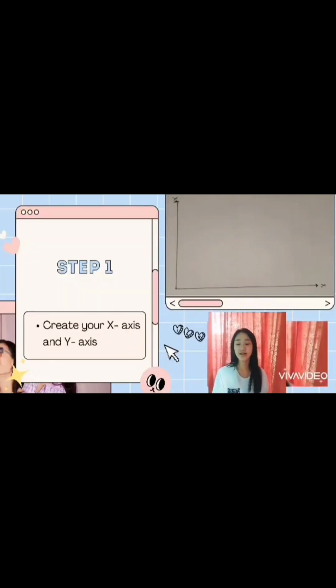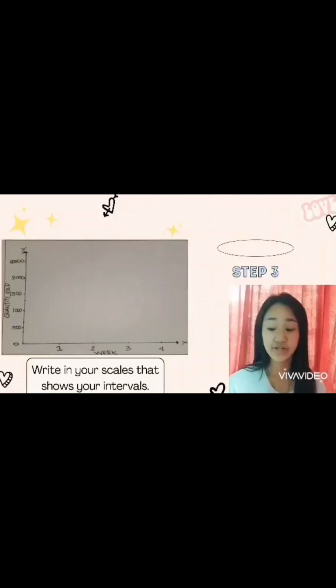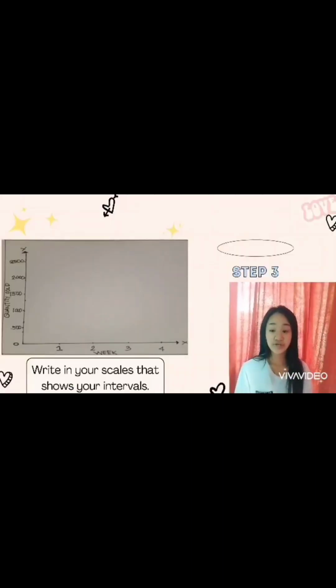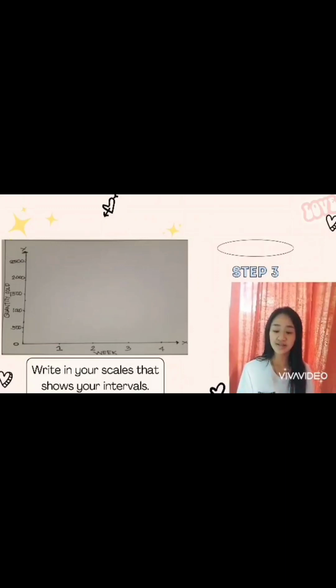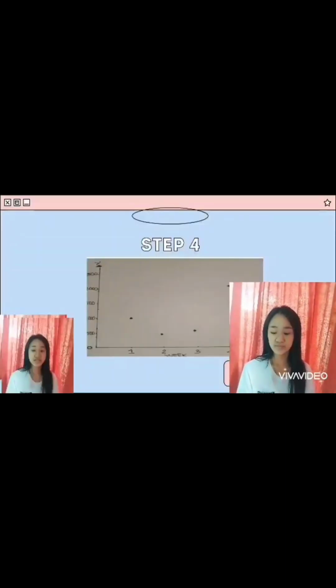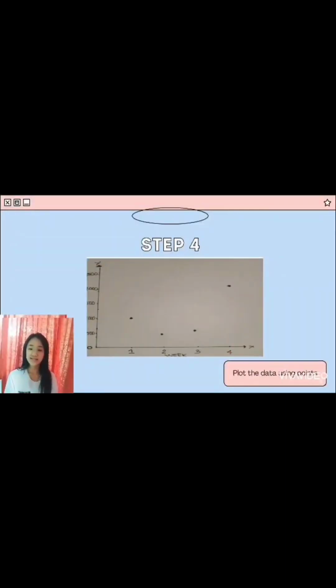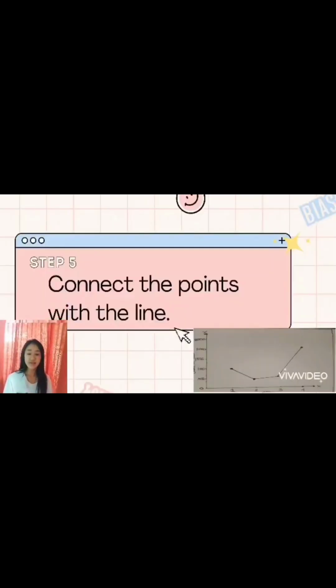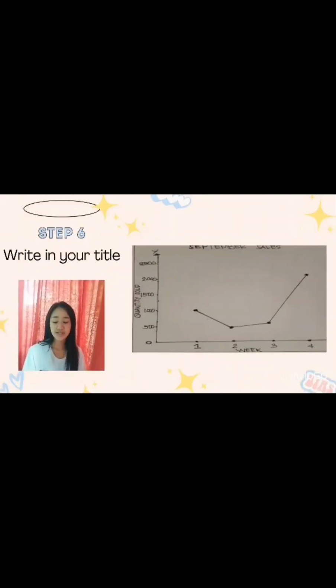Step 1. Create your x-axis and y-axis. Step 2. Label each axis. Step 3. Write in the scale that shows your intervals. Step 4. Plot the data using points. Step 5. Connect the points with a line. And last but not the least, write in your title.